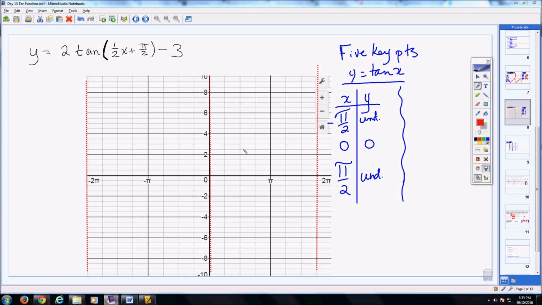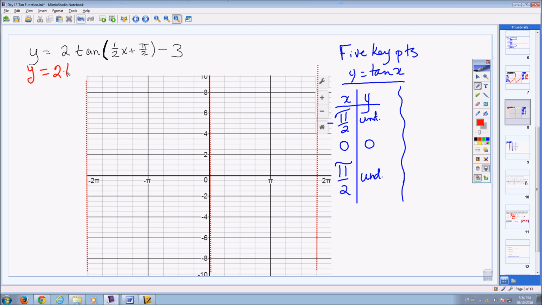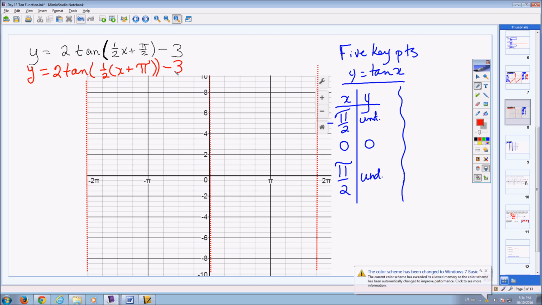Welcome to graphing a tan function. The equation we're working with today is y equals 2 tan(1/2 x + pi/2) minus 3. And the first thing we have to do with this is to factor out the horizontal stretch of 1/2. And so we end up with y equals 2 tan 1/2 bracket x plus, and when we factor out the 1/2, we're left with pi, close the brackets, minus 3.